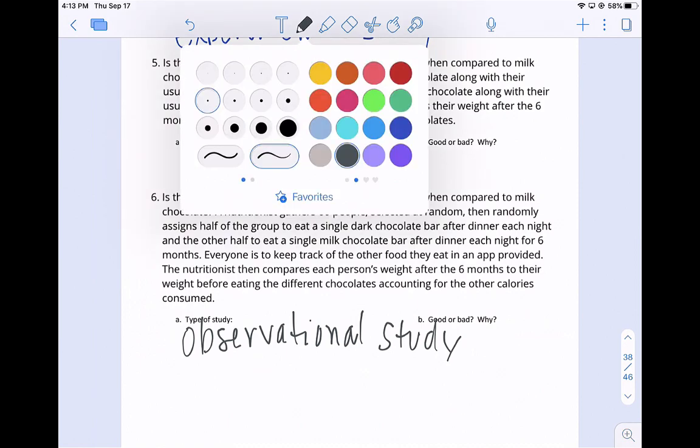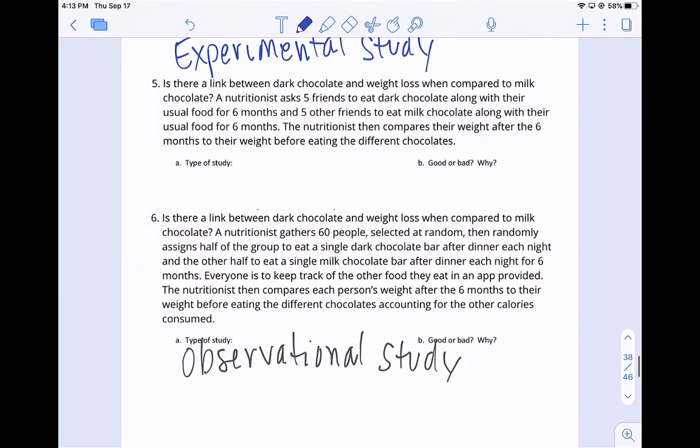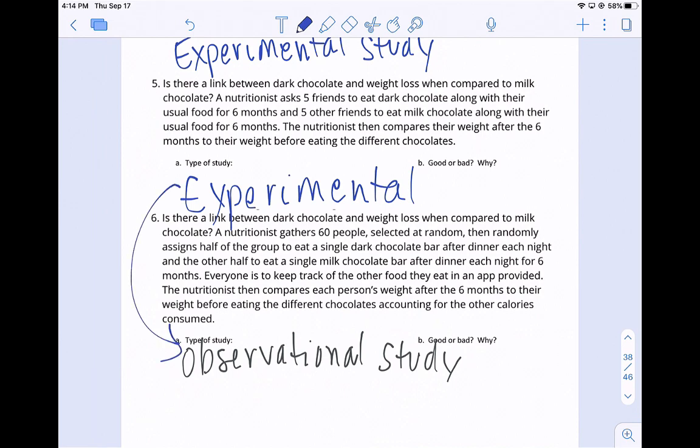Which color did I use for experimental? Blue. So I'm going to write experimental because there's that direct influence of what chocolate do you eat. But then the observation part is what happens after you eat it. So I would say that both of these are interchangeable, either experimental or observational.